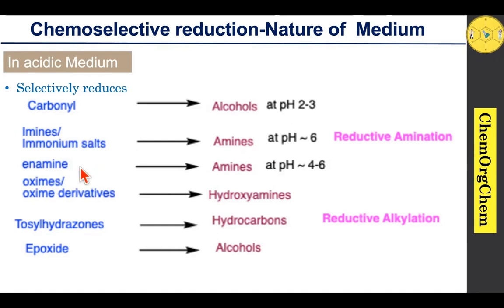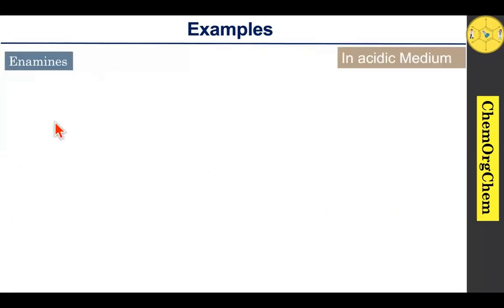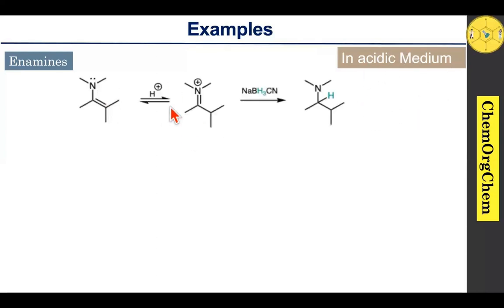So in this episode, we are going to see the reduction of enamines, oxime or oxime derivatives, tosyl hydrazones and epoxide by using sodium cyanoborohydride. So let's start with our first one, enamine reduction by sodium cyanoborohydride. Just remember that all these reactions should be conducted under acidic medium.